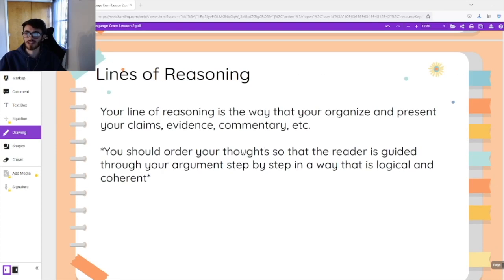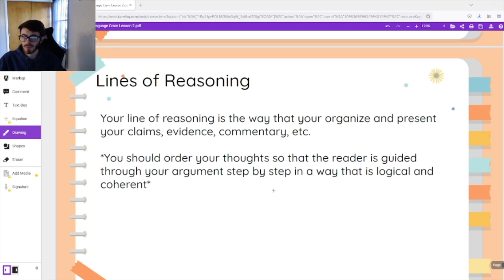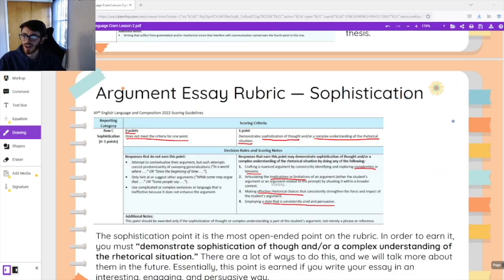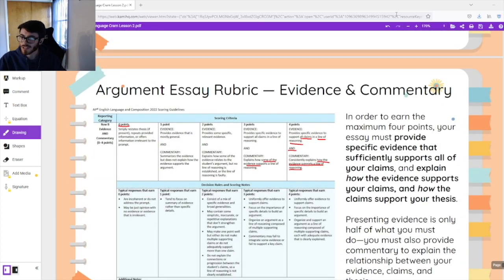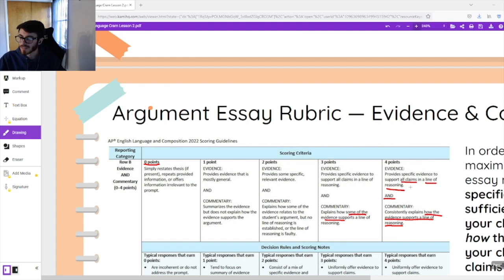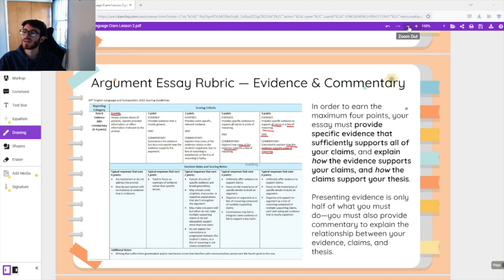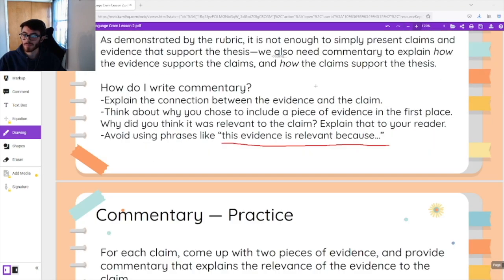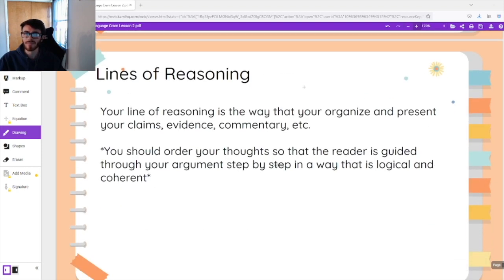Now let's talk about lines of reasoning, which is another thing that came up in that rubric a lot, right? You had to, well, I forget the exact wording, present your evidence in a coherent line of reasoning or something like that. It provides specific evidence to support all claims in a line of reasoning and consistently explains how the evidence supports a line of reasoning. So, what does that mean? What's a line of reasoning?